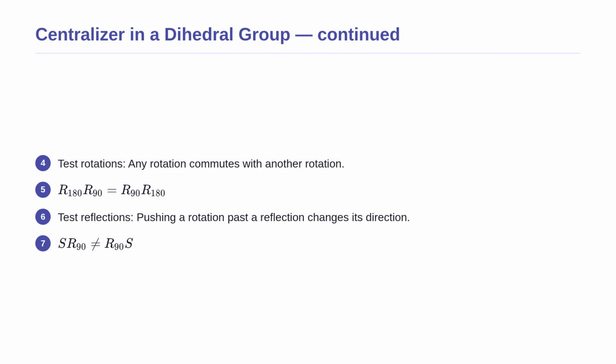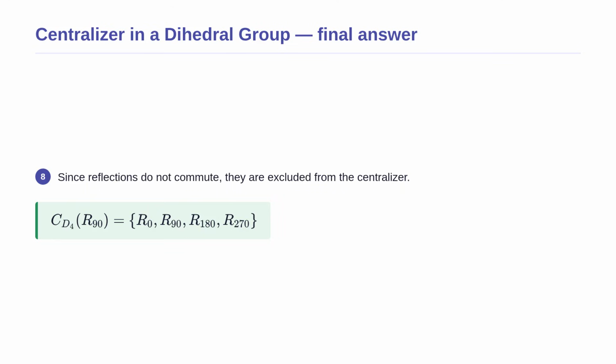We know from basic geometry that any rotation commutes with another rotation. For instance, a 180-degree rotation added to a 90-degree rotation gives 270 degrees, regardless of which one you perform first. However, reflections do not commute with rotations. Pushing a rotation past a reflection changes its direction, so the order of operations completely changes the final physical position of the square. Because reflections fail the commuting test and change the outcome, they are excluded from our special circle. We conclude that the centralizer consists exactly of the 4 rotations.